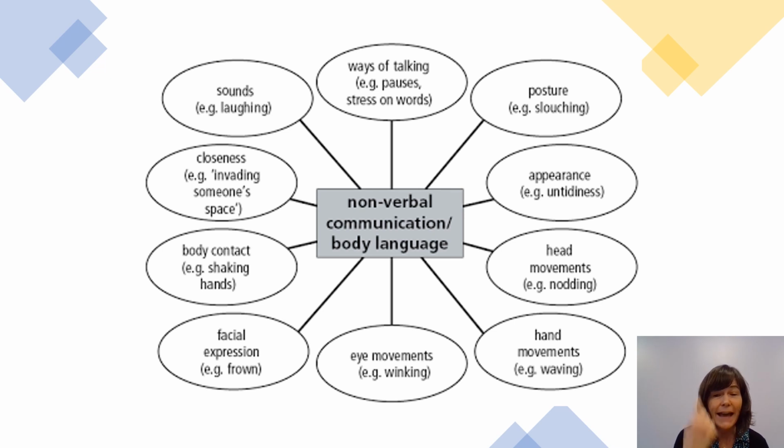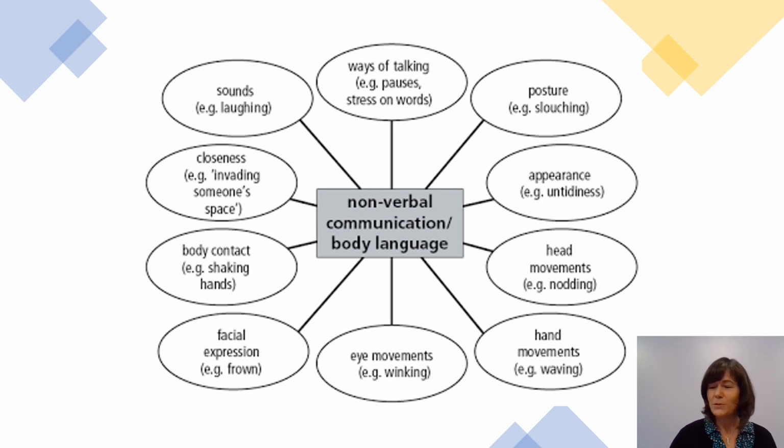And same with eye movements. Winking, closing your eyes, screwing them up. What does that mean? Does it mean you're happy? Does it mean you're sad? Are you flirting with me? You know, bit of a minefield for teenagers if they're not sure on what the eye movements are. Same with facial expressions, you know, frowning, raising an eyebrow.